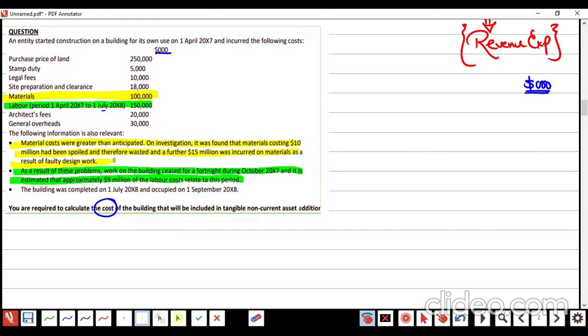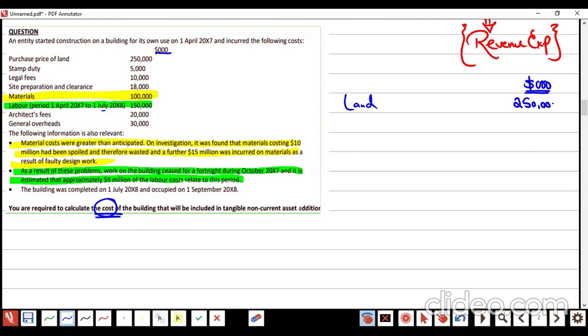I would like you to just tell me, is the land itself a capital expense or no? We need cost, which means we will add the cost of the asset minus trade discount plus all types of capital expenditures. So land itself is a capital expense.